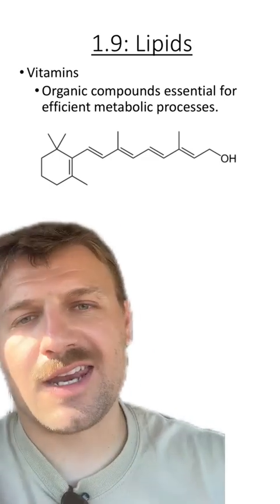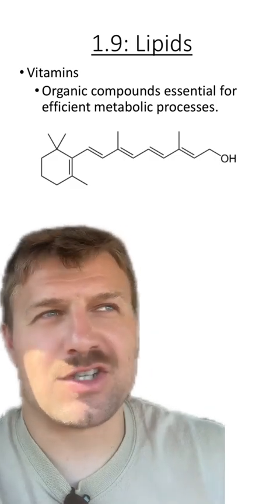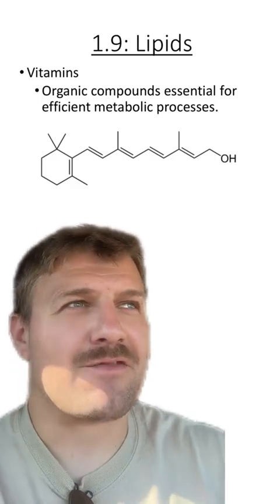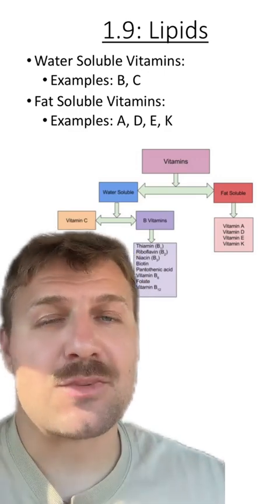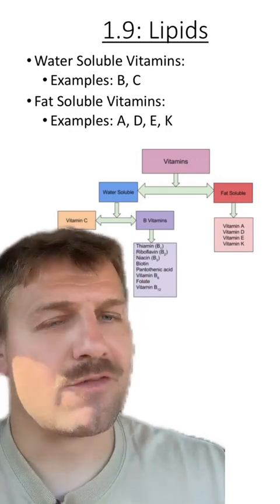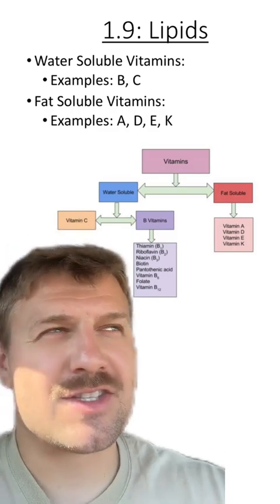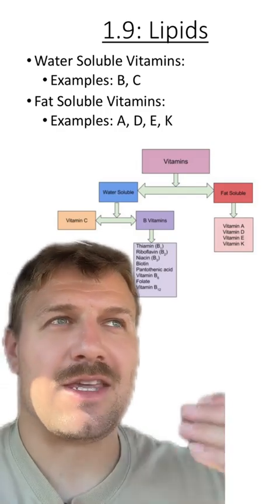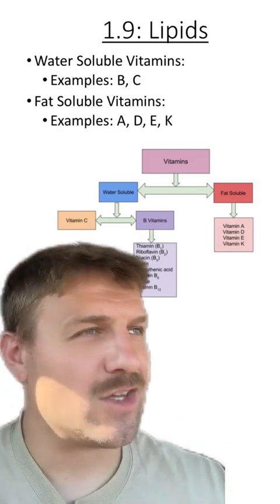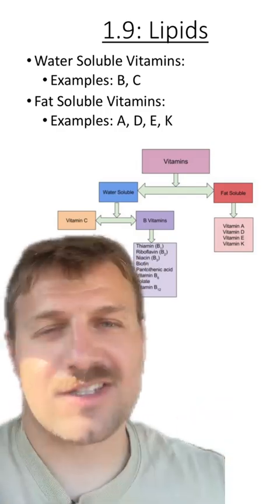These are just organic compounds essential for efficient metabolic processes that we find in most organic life. Typically, we have 2 different types of vitamins. We have water-soluble and fat-soluble vitamins. But this is just a kind of subclass within lipids that I just briefly want to mention here. But the main ones are the phospholipids, the triglycerides, and the steroids.